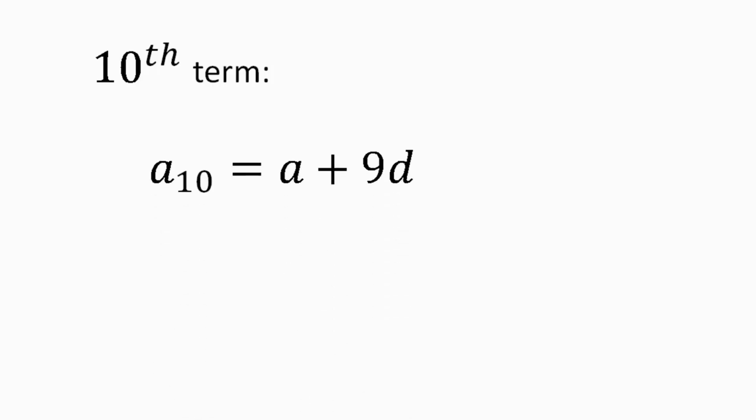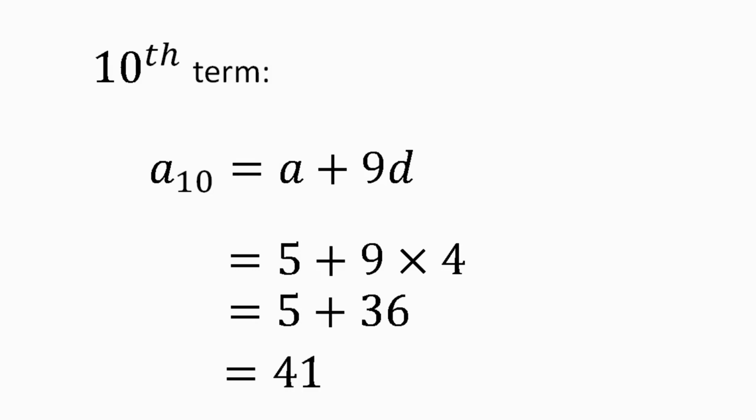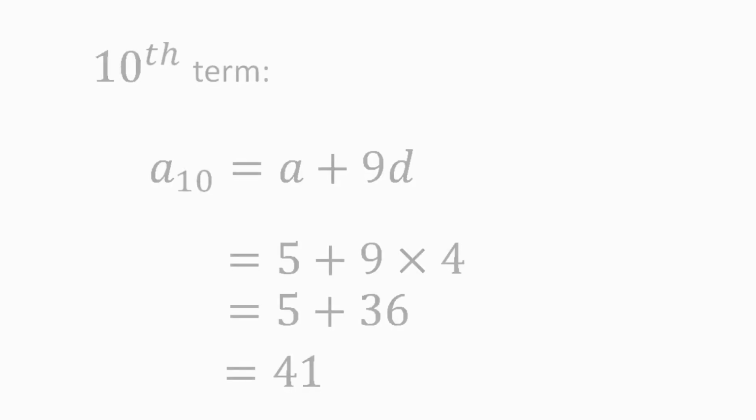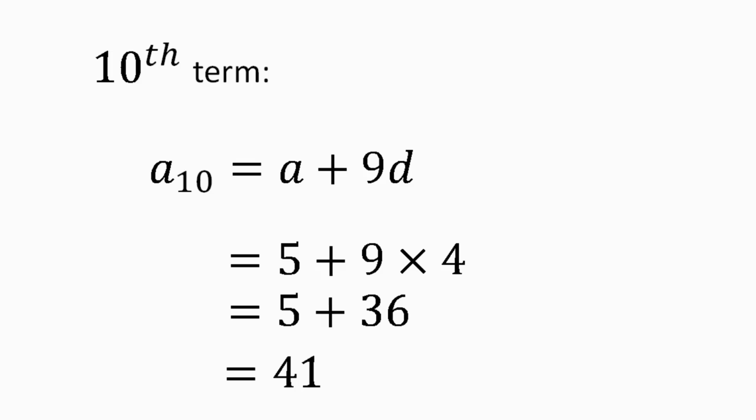Now write down the equation for the 10th term. That is a_10 = a + 9d. Why 9? Because here n is equal to 10, so n − 1 is 10 − 1, that is 9. We put the values of a and d into the equation. So we get a_10 = 5 + 9 × 4. On simplifying we get 41.